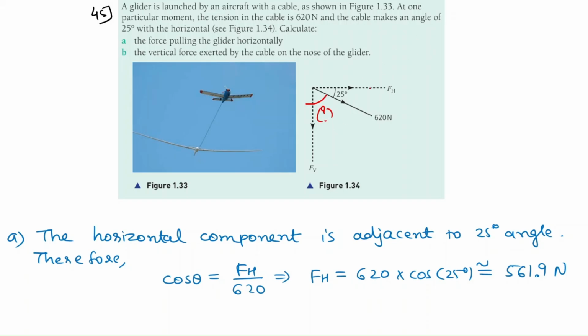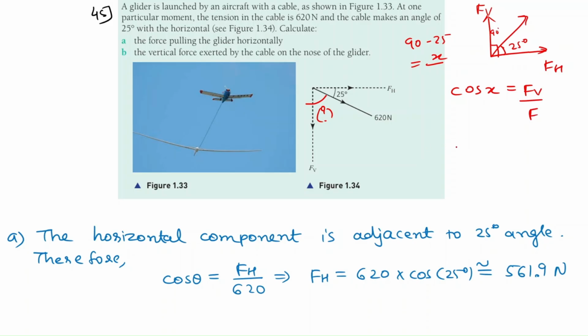In the case of FV, we have to find this angle. There are two methods actually. This is FH and this is FV. They give us 25 degrees here, but we know the angle between these two is 90 degrees, so you get the other angle here as X. You can use two formulas: cos X equals FV upon F, or also you can use sine 25 degrees equals FV upon F. So both formulas are true.